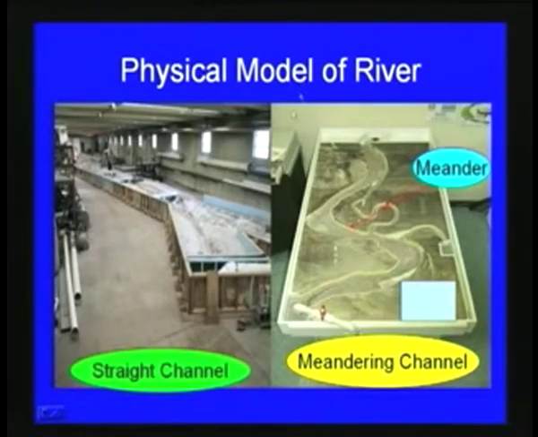And in the third case, you can see a physical model of a river. Either a straight channel we can construct like this in the laboratory using the Froude number similarity, or here we use a distorted model, since the depth will be different and other parameters like length and width will be different. So, this is a meandering channel or river. Here you can see the physical distorted model of a river.